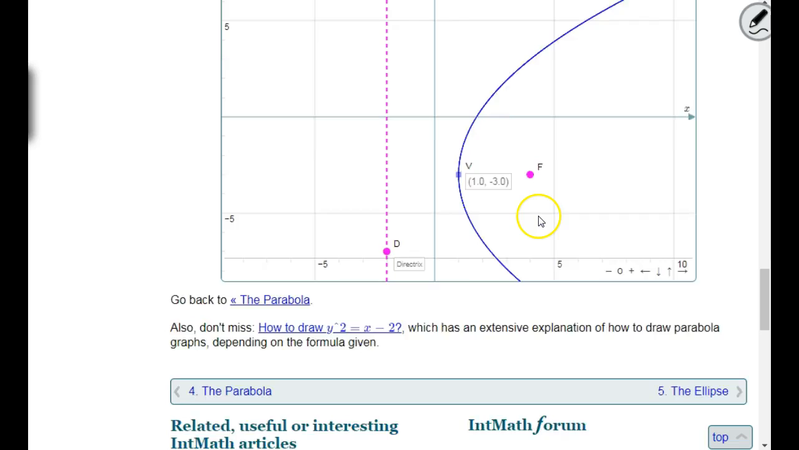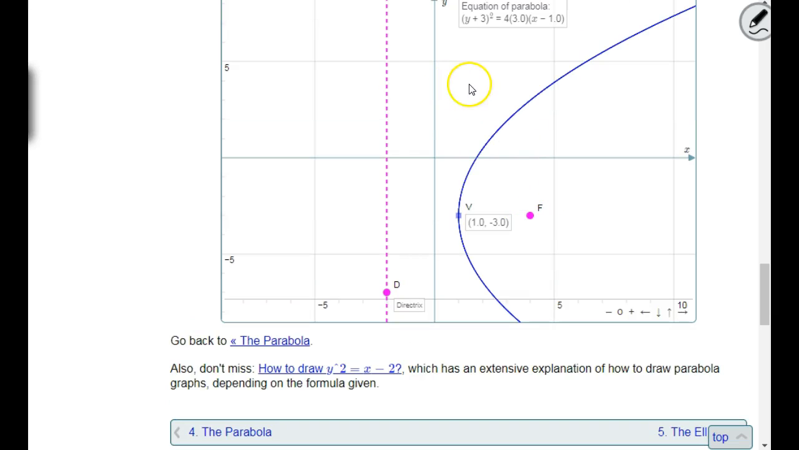All right, I just want to show you one more thing. Okay, here's what happens. I don't know if you can see this. It says (y + 3)^2 = 4 · 3 · (x - 1). The vertex is going to be (h, k), but the y is squared, not the x this time.